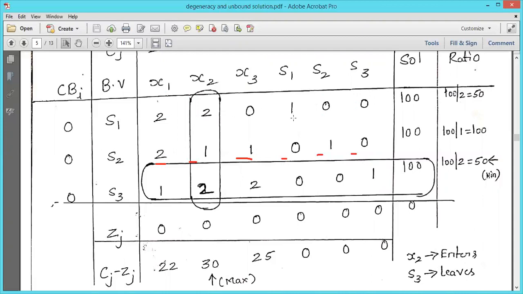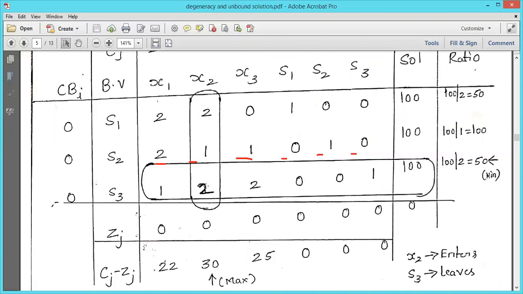Here the S1 value in the first row is 1, and in the third row it is 0. So 1 divided by 2 is 0.5, and 0 divided by 2 is 0. Which is minimum, 0.5 or 0? 0 is minimum. So we consider this third row as our key row. So S3 is the outgoing variable, X2 is the incoming variable.